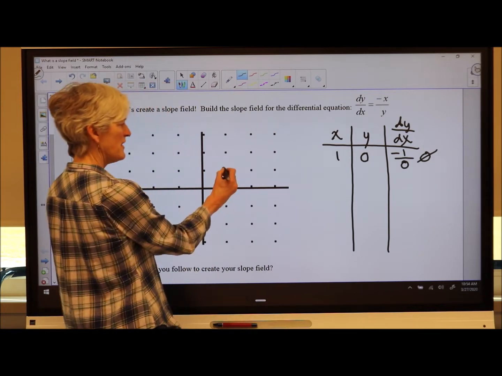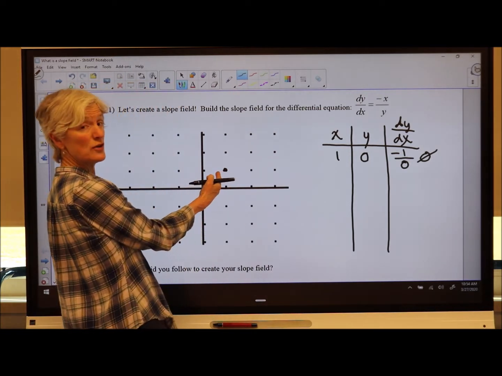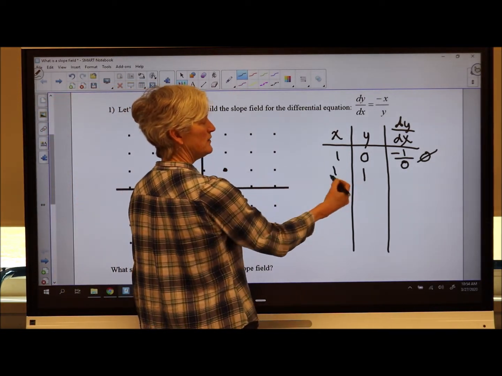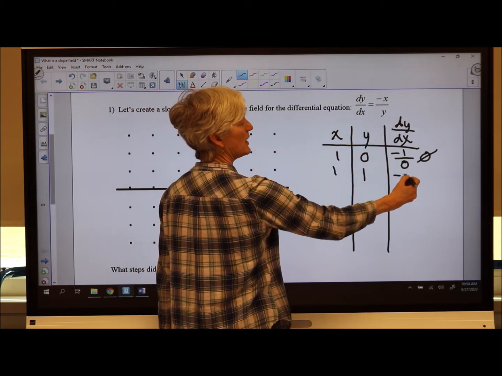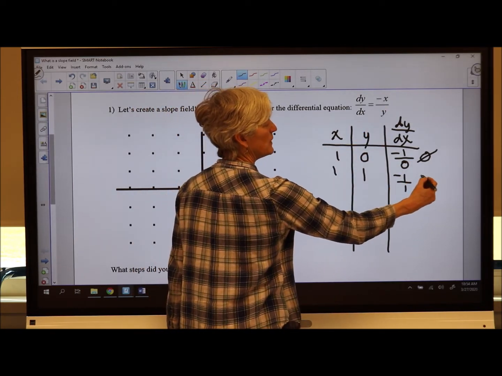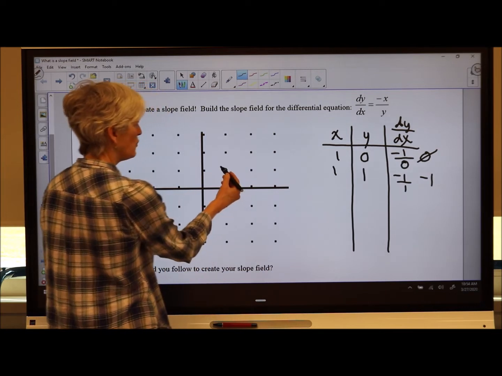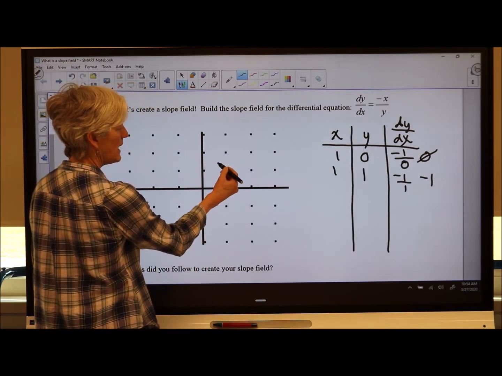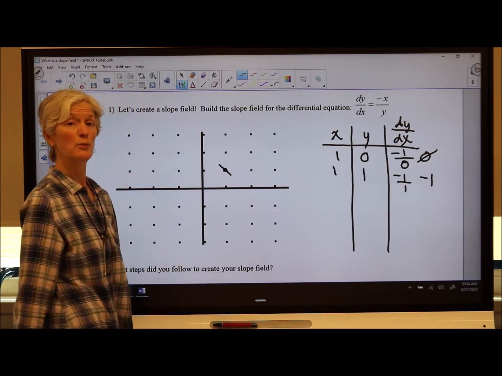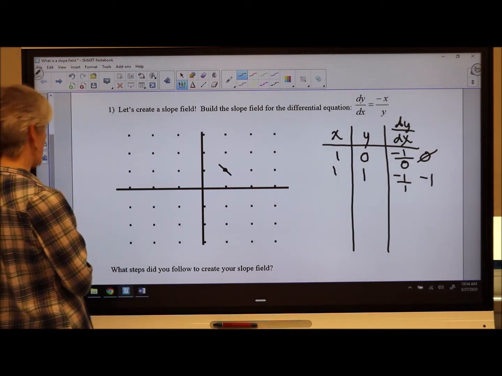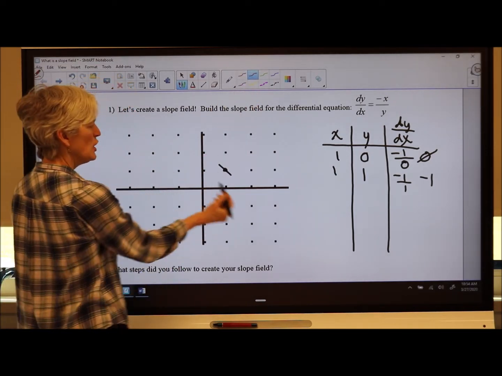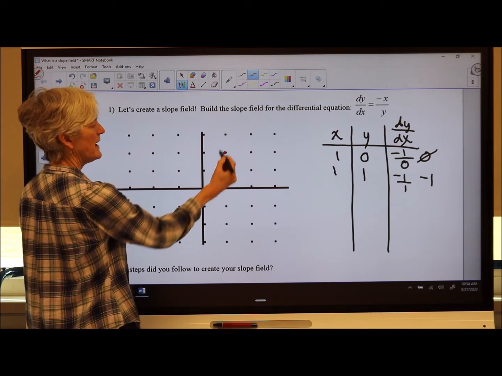All right, let's try this point right here. That's the ordered pair 1, 1. So again, I'm putting a 1 for my x and a 1 for my y. That gives me a slope of negative 1. So right there, I'm going to eyeball and make a little line segment with a slope of negative 1. That's not that bad.